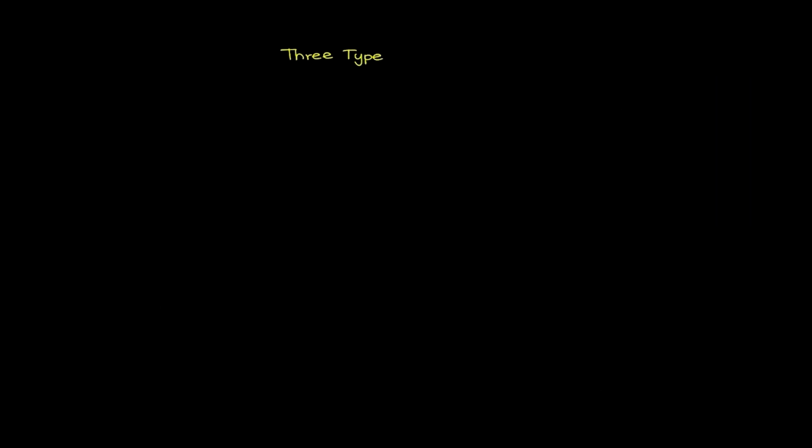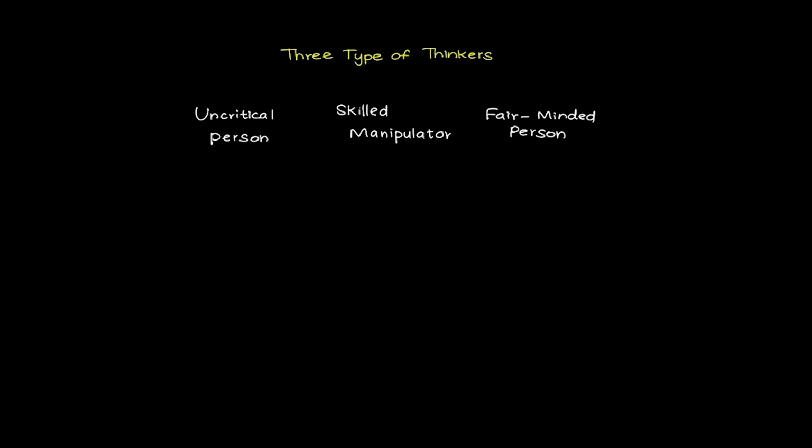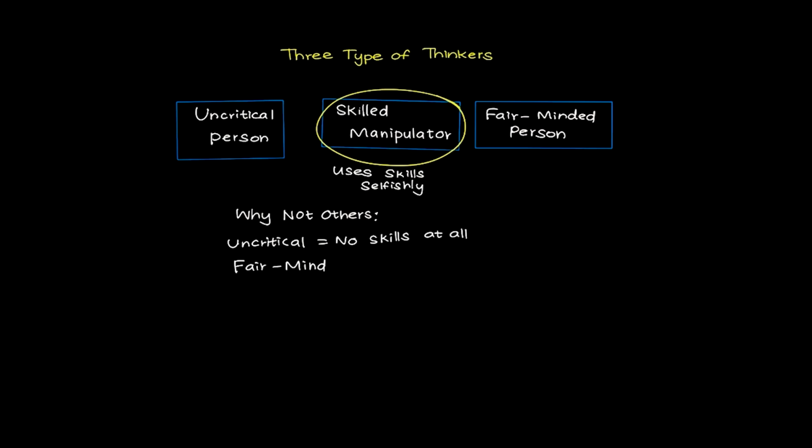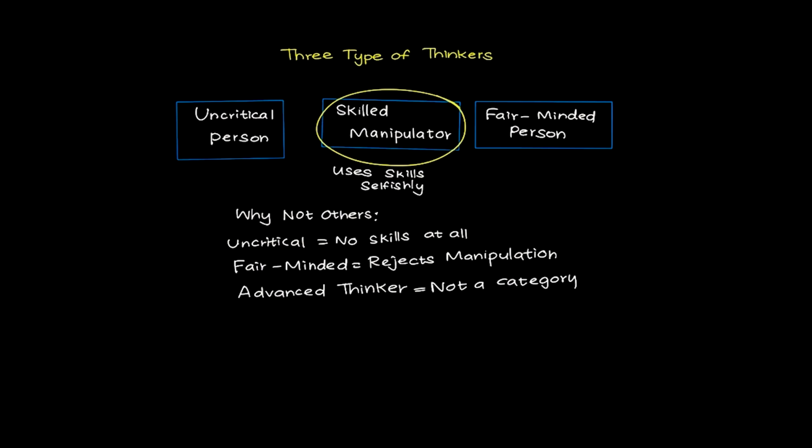Paul and Elder identify three types of thinkers. A corporate executive uses sophisticated persuasion techniques for personal interests while actively suppressing viewpoints that threaten her agenda. This is a skilled manipulator, a weak-sense critical thinker who pursues self-interest through manipulation and keeps opposing viewpoints from being heard. Uncritical persons lack intellectual skills entirely, but this executive clearly has sophisticated skills. She just misuses them. Fair-minded critical persons reject manipulation and want all viewpoints expressed. Advanced thinker isn't even one of Paul and Elder's three categories.